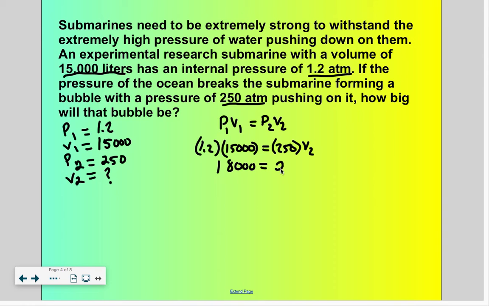And this side really doesn't change, and my variable was actually after my constant, so I was already happy. And last step, we're going to divide both sides by what's in front of the variable, so the 250. So my V2 should come out equal to 72, and the units once again was liters. So this bubble, with all that extra pressure, really got compressed from 15,000 liters all the way down to 72 liters.